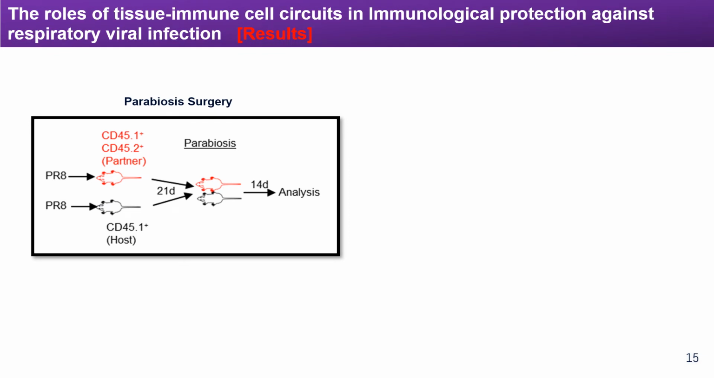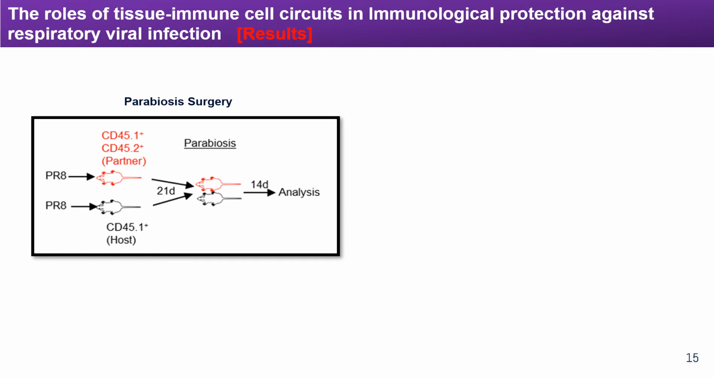The parabiosis surgery is one of the gold standards to identify tissue resident cells. So I performed this parabiosis surgery with influenza-infected congenic mice. The CD45.1 and CD45.1/2 double positive mice were influenza virus infected respectively. After 21 days post-infection, the mice were joined by parabiosis surgery.